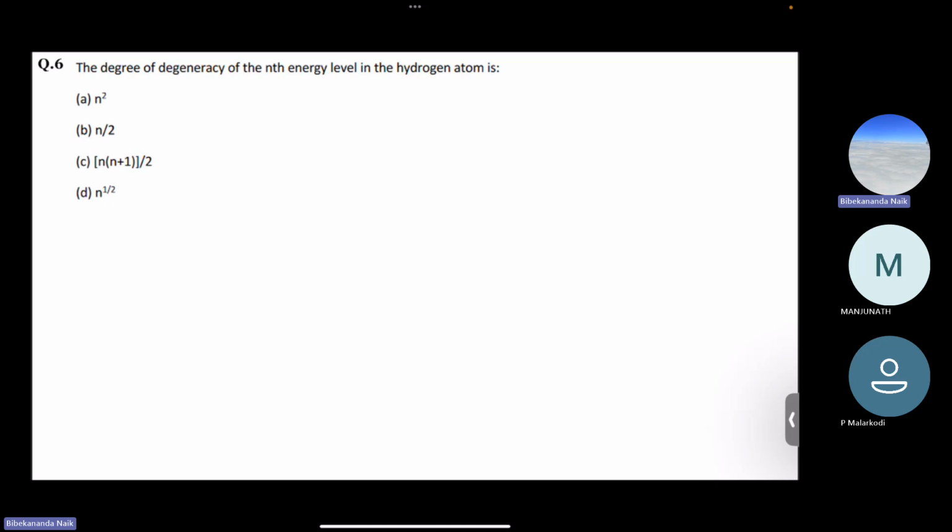So for one value of N, how many values of L we have? One only, sir. No, for one value of N, L can have N values, from 0 to N minus 1. Suppose N is 4, then L will be 0, 1, 2, 3. Is this clear? Yes, sir. Okay, so can you tell me why you are saying it will be only 1?